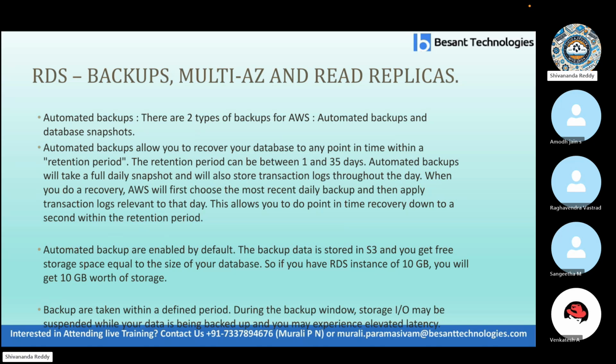We have automated backups. There are two types of backups for AWS. One is automated backups and the other is database snapshots, two options. What are automated backups? They allow you to recover your database to any point in time within a retention period. This retention period can be between 1 and 35 days.